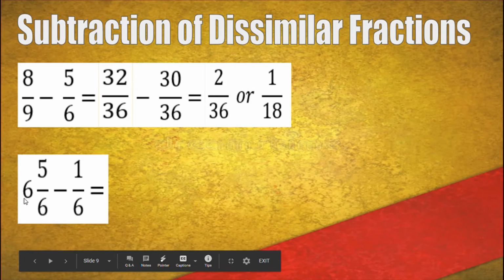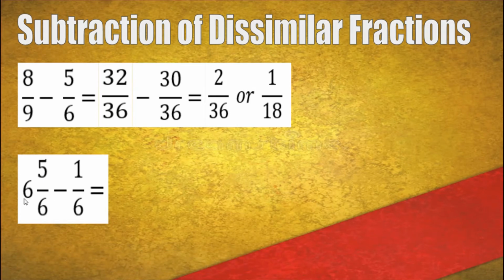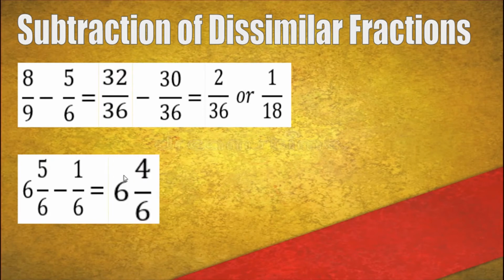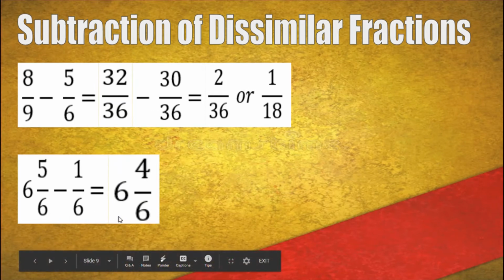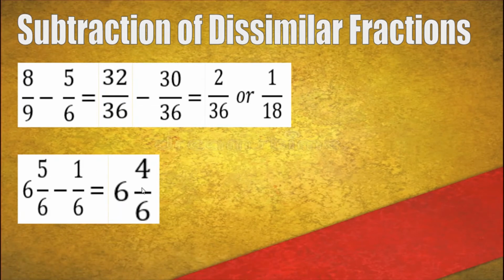Now there is nothing that we're going to subtract from our whole number 6, so just copy 6. And then after that, just subtract 5 minus 1, the answer is 4. So for our answer, it is 6 and 4/6. Again, copy 6, and then 5 minus 1, the answer here is 4.